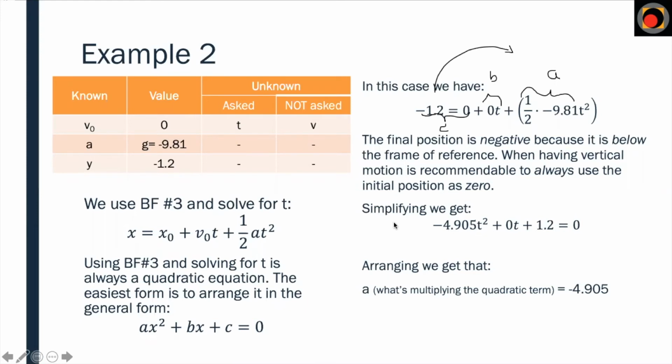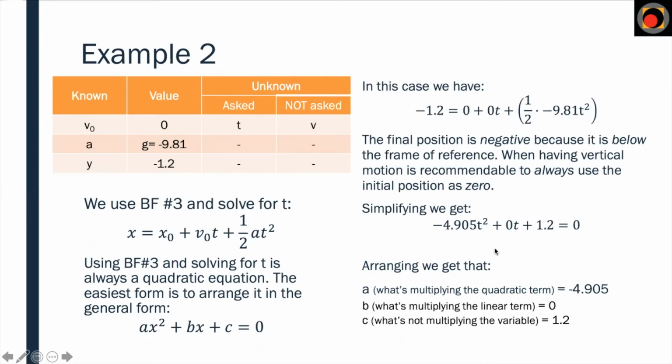is minus 4.905. B is what's multiplying the linear term, which is 0 in this case, and C is what's not multiplying anything, positive 1.2. Now we have them arranged. Now we are ready to finish solving this quadratic equation.